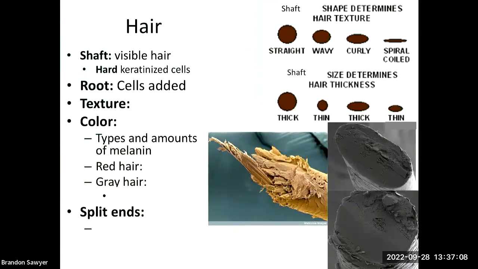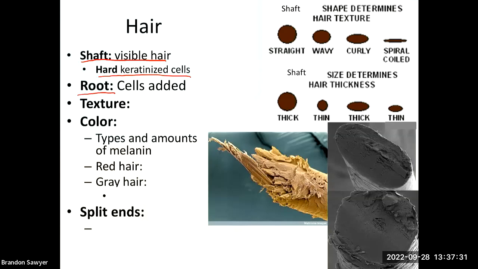Okay, a few more things about hair here. The shaft part is the part that we can see. It's called the shaft, the visible part of the hair. This is made up of hard keratinized cells. So there's different types of the protein keratin in the body. There's the softer type that we find in our skin, and then there's the harder type that we find in our hair and our nails. So this is hard keratin.